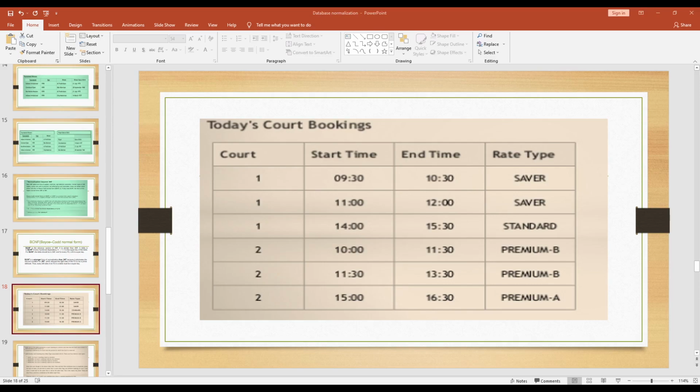Only in rare cases does a third normal form table not meet the requirements of BCNF. A third normal form table which does not have multiple overlapping candidate keys is guaranteed to be in BCNF. Depending on what its functional dependencies are, a third normal form table with two or more overlapping candidate keys may or may not be in BCNF. An example of a third normal form table that does not meet BCNF is today's court bookings.